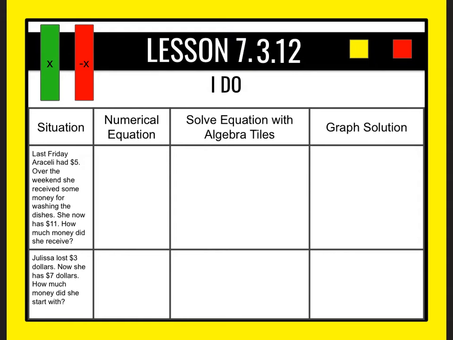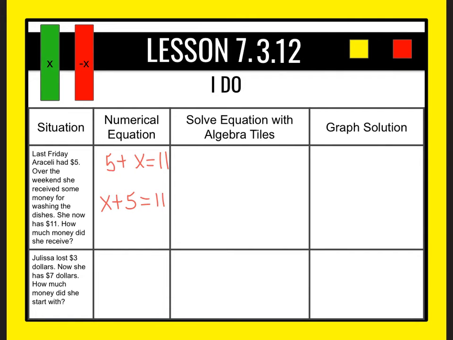Last Friday, Araceli had $5. Over the weekend, she received some money for washing the dishes. So she now has $11. Well, if I know she at least started with $5, right? And she earned some more money. So she started with $5 and over the weekend she did some dishes. She made some money, kind of like an allowance. And altogether, she now has $11. This is what my numerical equation would look like. Or I could say x plus 5 equals 11.